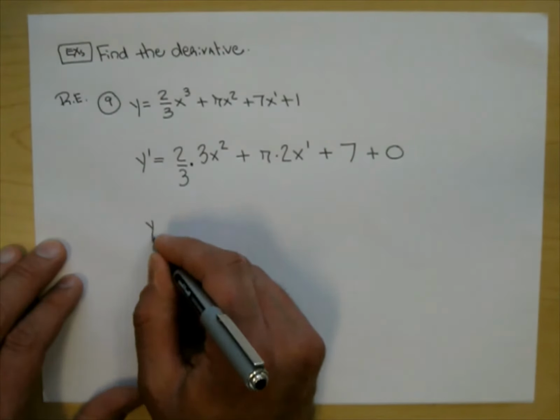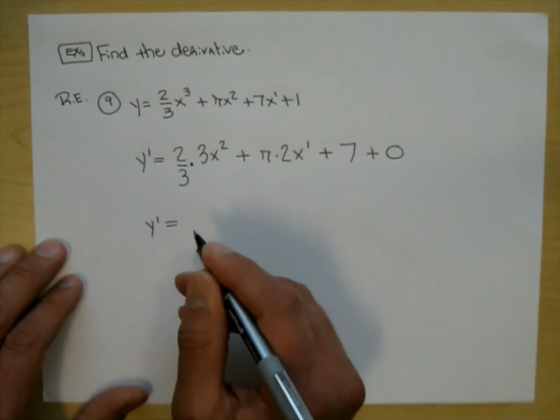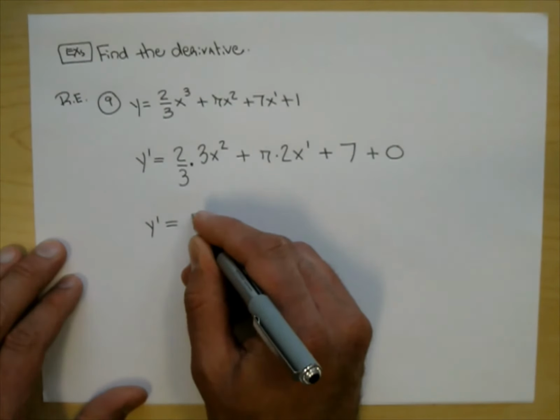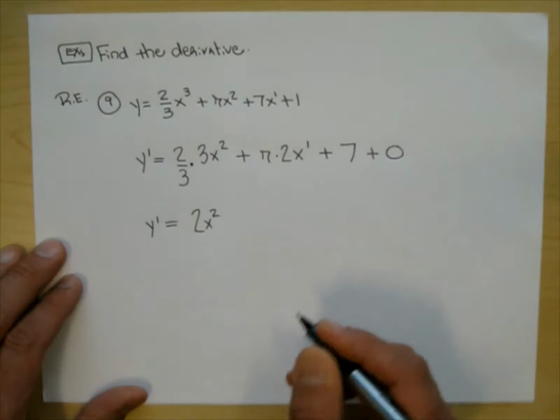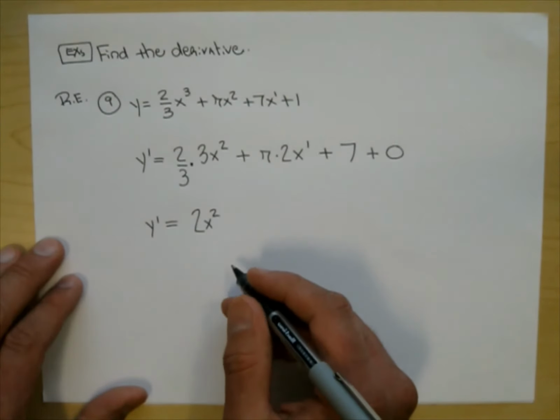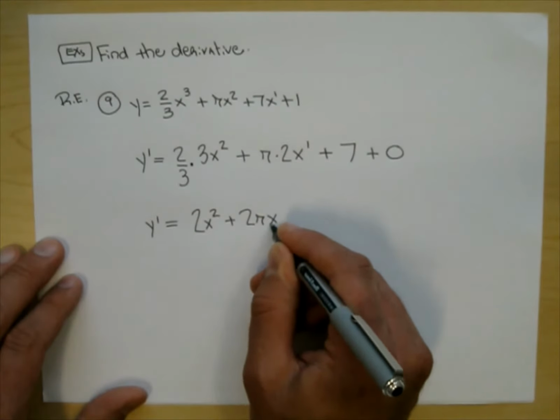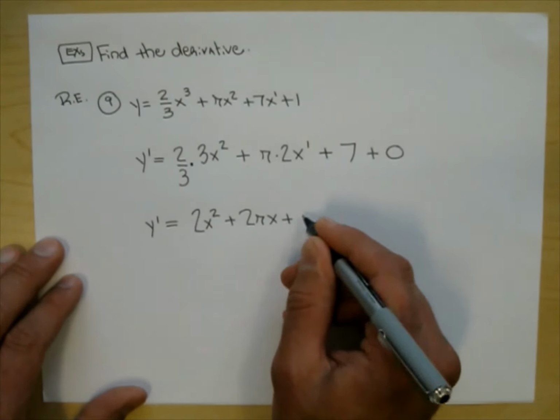So let's clean this one up and be done with this problem. So my final answer then will be, 3's cancel, 2x squared plus 2 pi x plus 7.